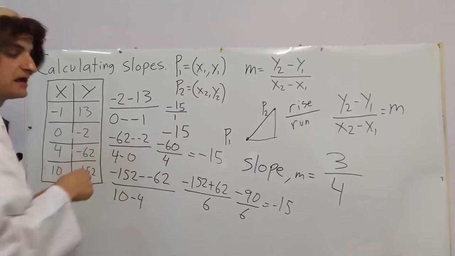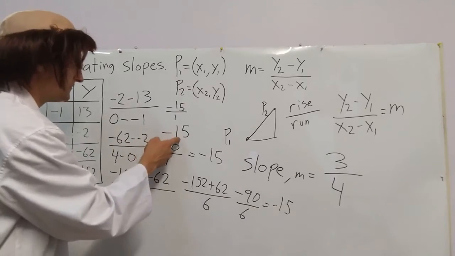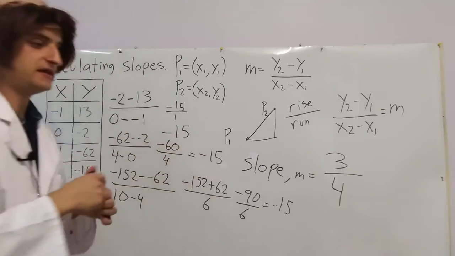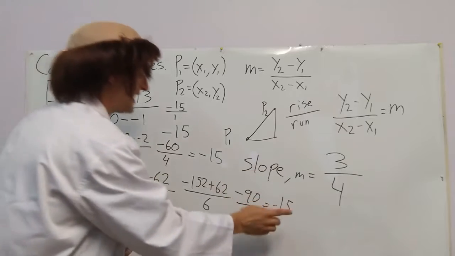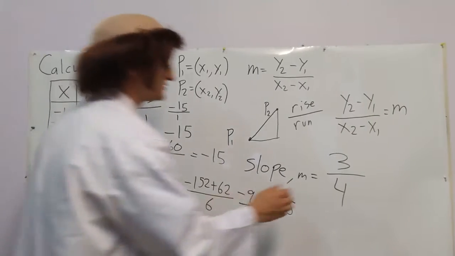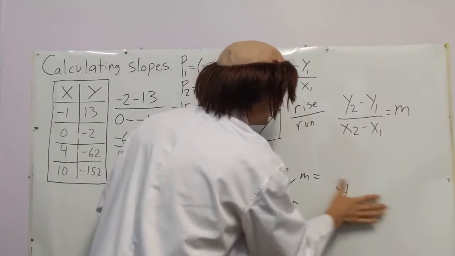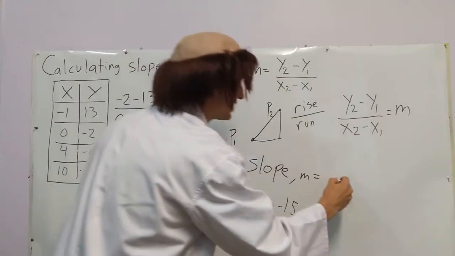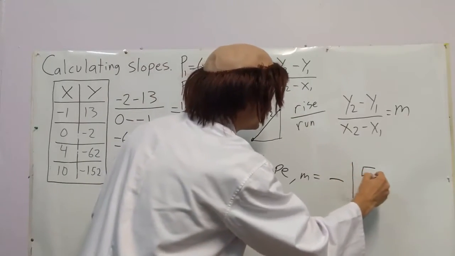So what do we have for our slope? Negative 15, negative 15. Say it with me, negative 15. So our slope is negative 15.